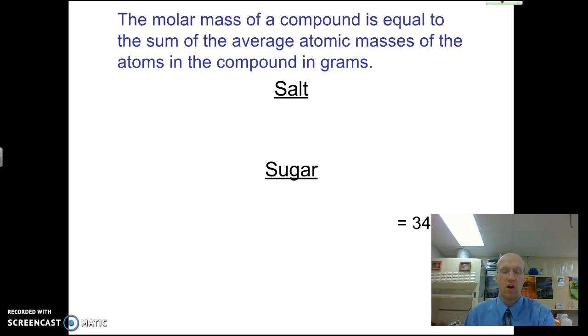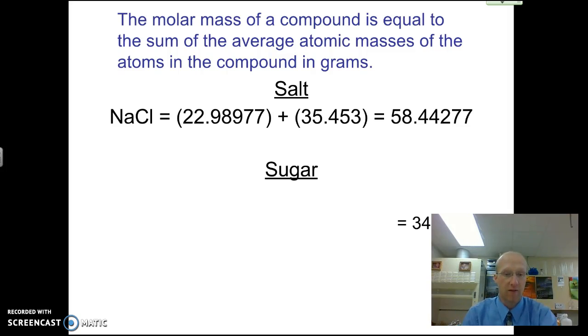What if we had something like salt or like sugar? Well, hopefully in your lab work you found that when we had water, the way we found the mass of a mole of water is we added up the mass of 2 hydrogens and 1 oxygen, H2O, add them up and you get the mass of a compound. So for salt, which is sodium chloride, we would take that mass of sodium, 22.98977, and then the mass of chlorine, 35.453, add them together and get 58.44277. That is the molar mass of sodium chloride. 1 mole of sodium chloride has a mass of 58.44277 grams. There's no unit on that number. It should be grams, okay?